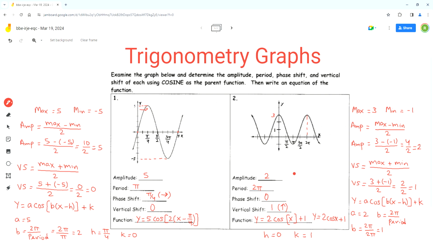So these are the steps you have to keep in mind to solve a problem like this one. It's very important to analyze the given graph carefully and identify the maximum value, the minimum value, and the period from the graph, and then do the required analysis to get the equation of the transformed function.